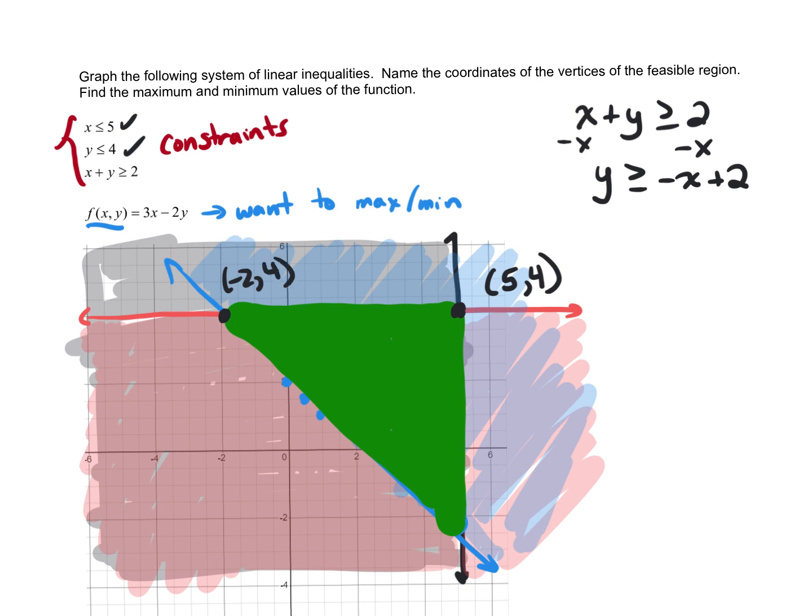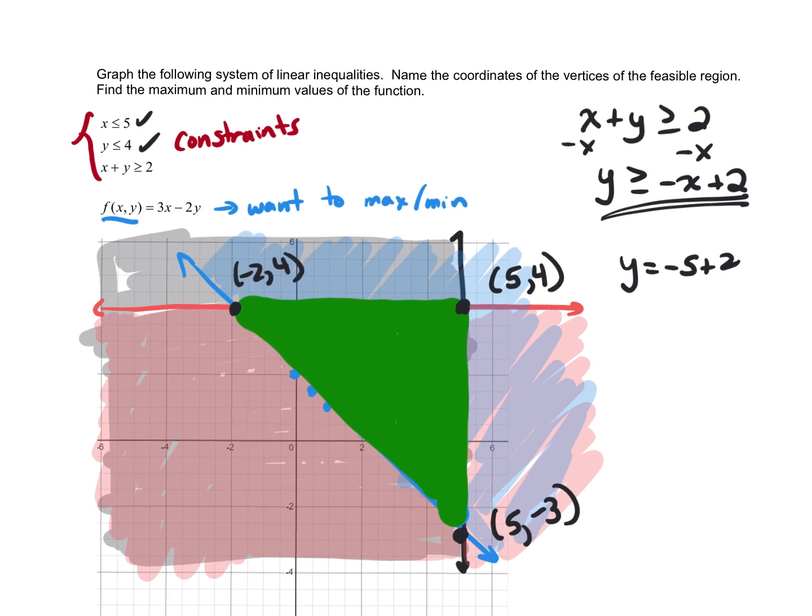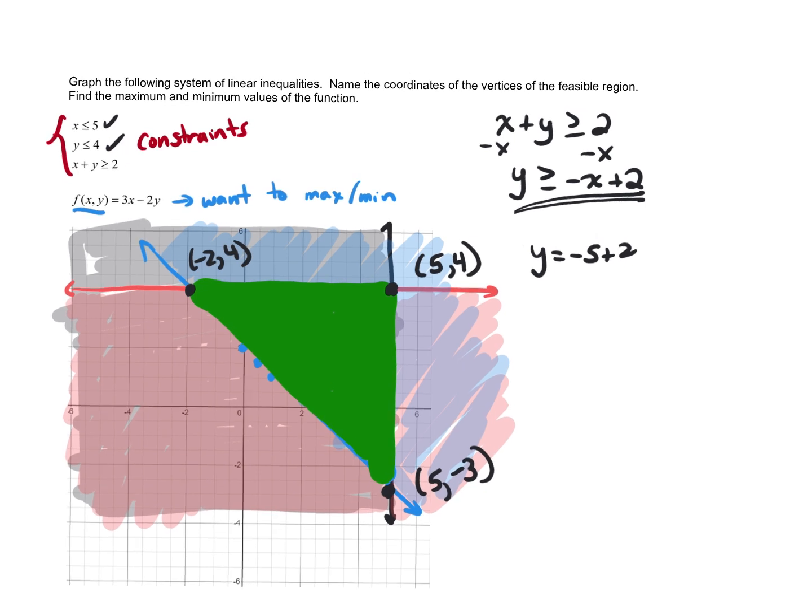And this one down here, this one's a little harder to see. I know it's at an x of 5 and it intersects the slanted line. So it's going to be 5, -3. Now, if you can't see it, in Desmos, obviously you can click on it. But if I didn't know, I know y equals -x plus 2 because it's the slanted line, which is -3. So I've graphed these three inequalities, and I found the corners.